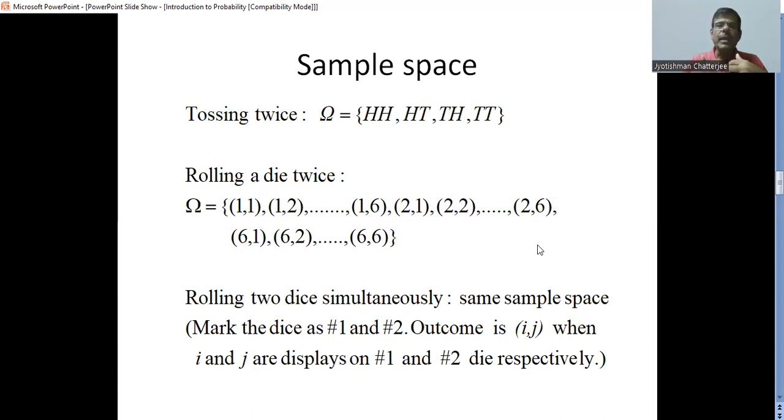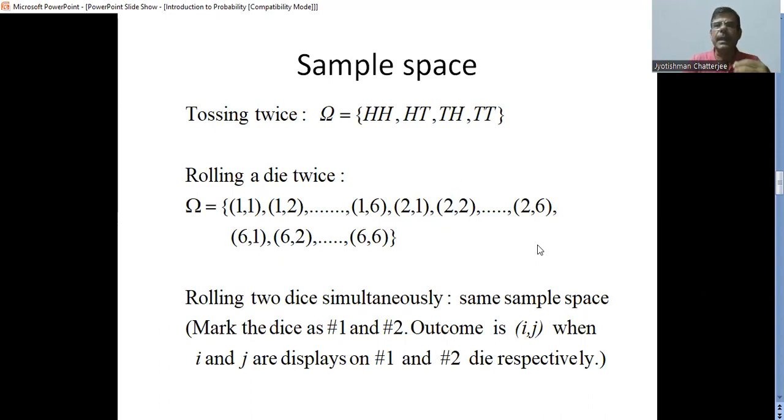Now, instead of rolling one die twice, what happens if we roll 2 dice simultaneously? Actually, the sample space will be the same. Just one thing we'll have to do as a convention: designate one of the dice.